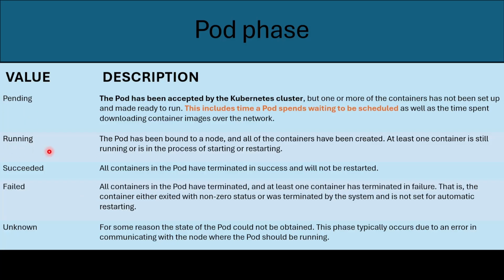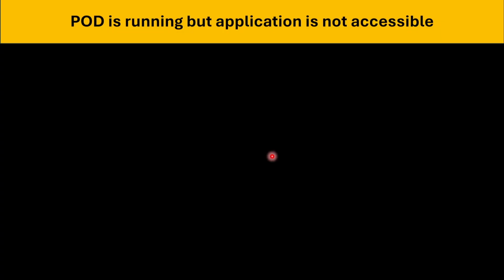What about the running state? The pod has been bound to a node and all the containers have been created. At least one container is still running or in the process of starting or restarting. Okay, so let's take an example where the pod is in running state but the application is still not accessible.